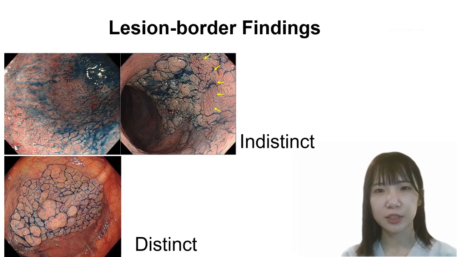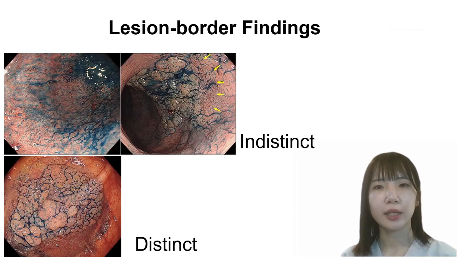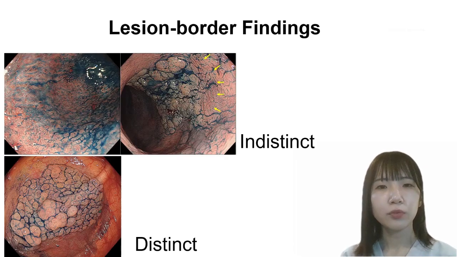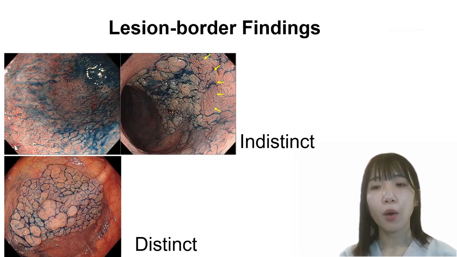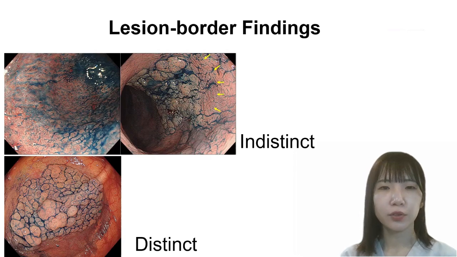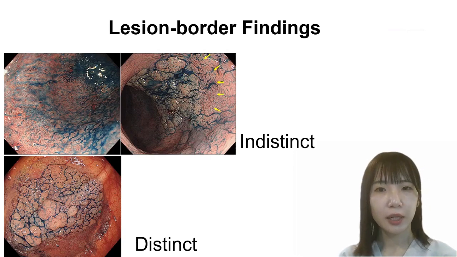Border distinct lesions had a clear circumferential step. All others were categorized as border indistinct. We also evaluated inter-observer and intra-observer agreement for these definitions. Both were high, even among non-expert endoscopists, which suggests that lesion border evaluation could be standardized in future practice.